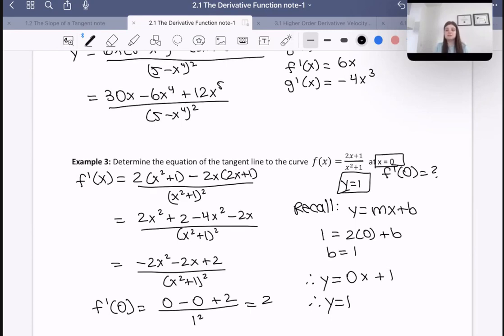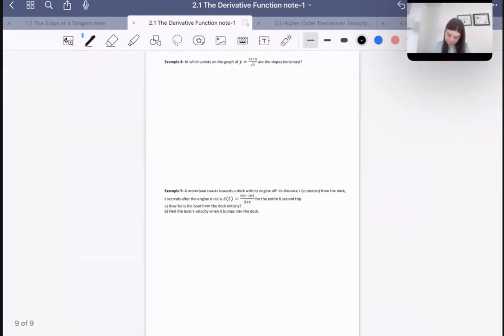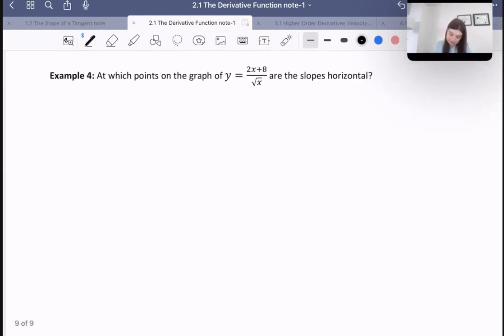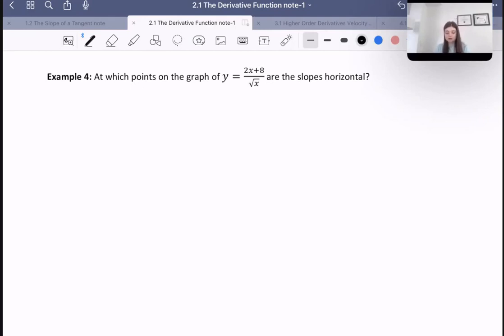All right, let's move on to another one. This next one says, at what points on the graph of y equals 2x plus 8 over root x are the slopes horizontal? Okay, so in order to find the points, we must first find the x values where the slopes are horizontal. If a line is horizontal, then the slope is 0. So what they're saying is y prime is equal to 0.